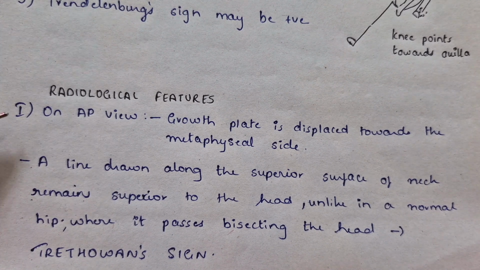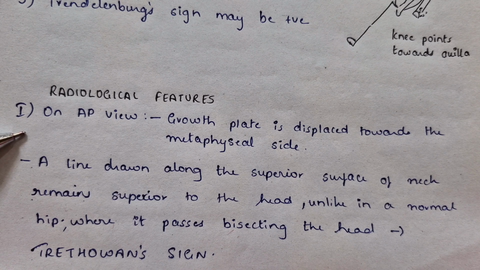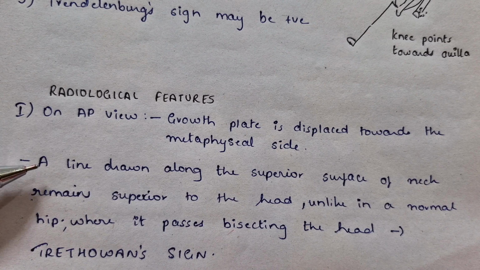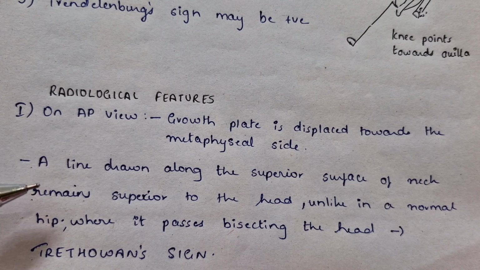Radiological features. On the AP, that is anteroposterior view, the growth plate is displaced towards the metaphyseal side. A line drawn along the superior surface of the neck remains superior to the head, unlike in a normal hip, where it passes bisecting the head. This is called the Trethowan's sign.